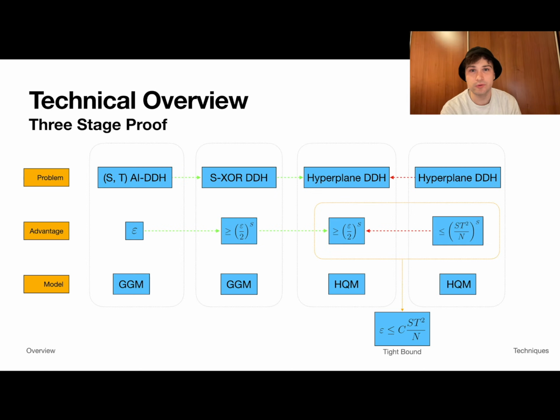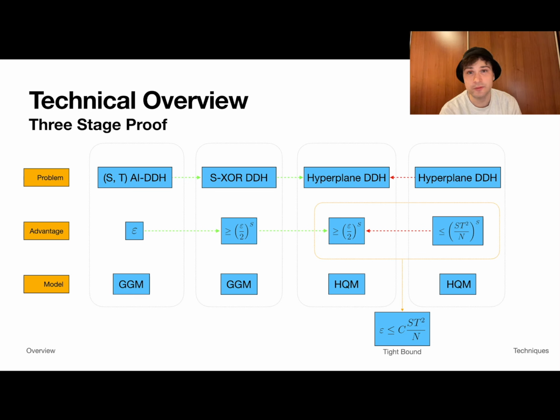With the main results presented, let's get into some of the technical details. Of course, for full techniques and all of the proofs, I encourage you to read the full paper. Our main proof follows in 3 stages. As a short overview, we're going to start in the preprocessing setting, move to the K-XOR setting. From the K-XOR setting, we're going to move again to something known as the hyperplane DDH setting. And finally, in the hyperplane DDH setting, we're going to prove our main lower bound. I'll introduce shortly what the hyperplane DDH setting really is.